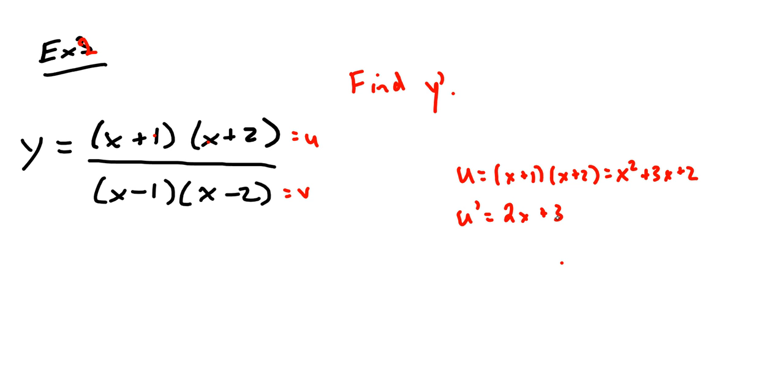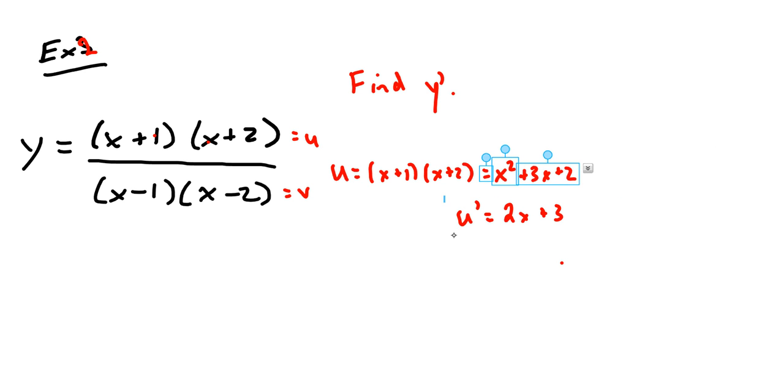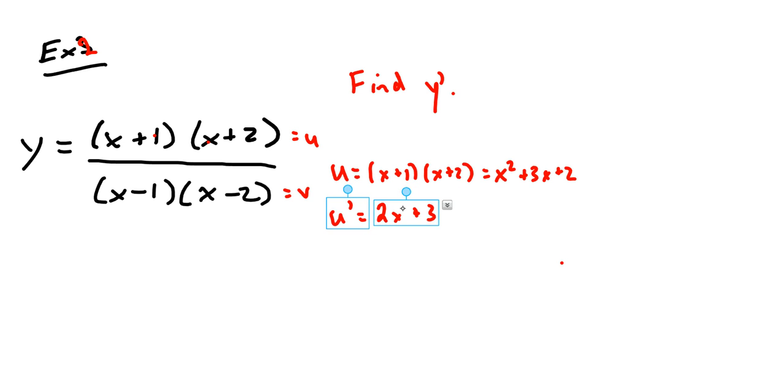Looks good. Now, right here, I'm going to move this over a little bit so I have a little bit extra room. There we go. Now from here, I'm going to take my v. V, once again, equals x minus 1 times x minus 2.